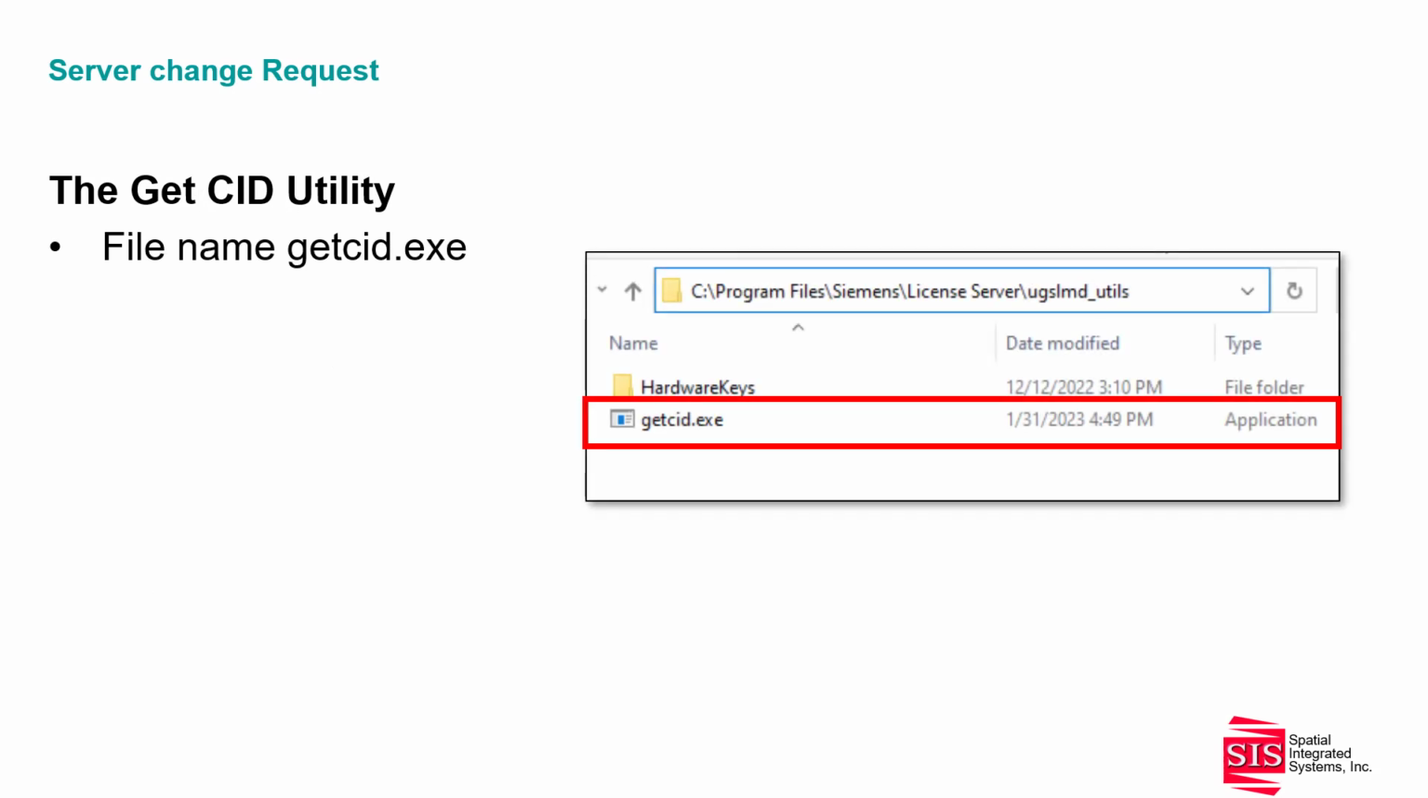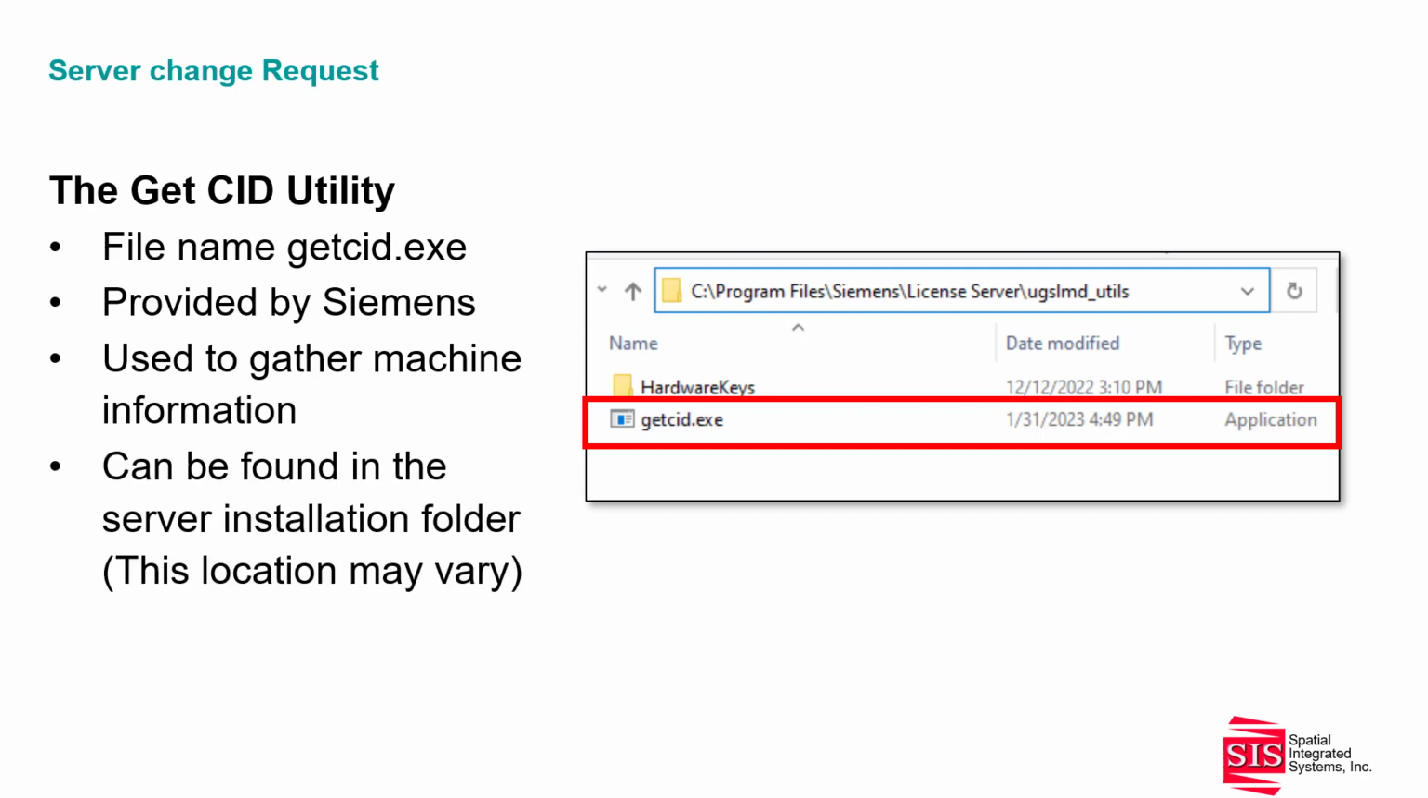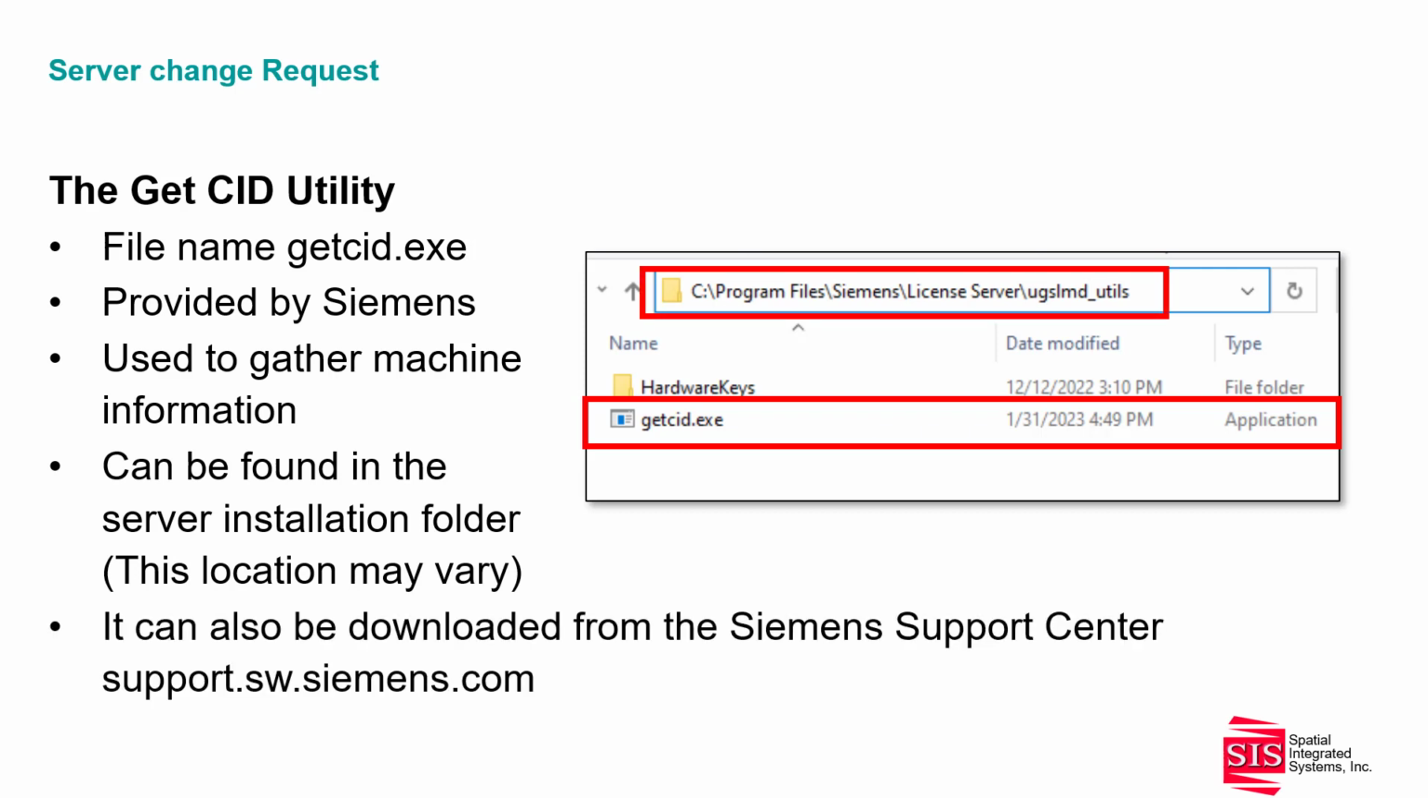The file name of the utility is getcid.exe. It is provided by Siemens and is used to gather the machine information required for creating a license file. The utility can be found in the server installation folder. This location may vary. It can also be downloaded from the Siemens Support Center at support.sw.siemens.com.